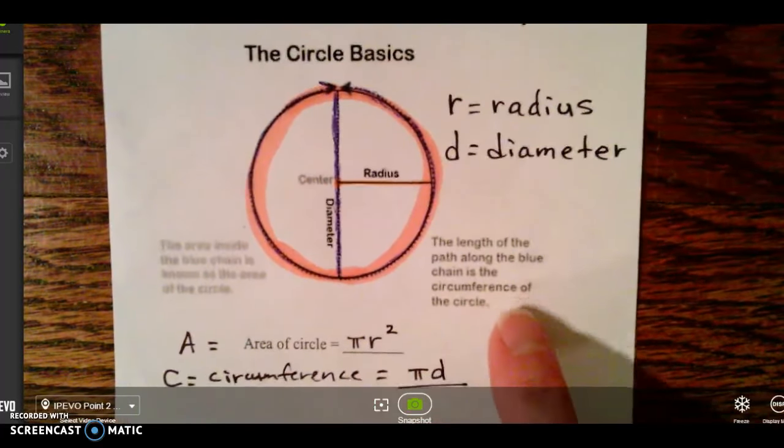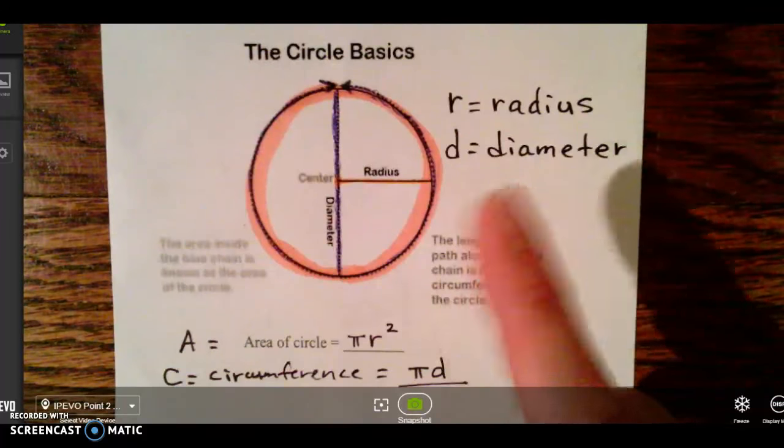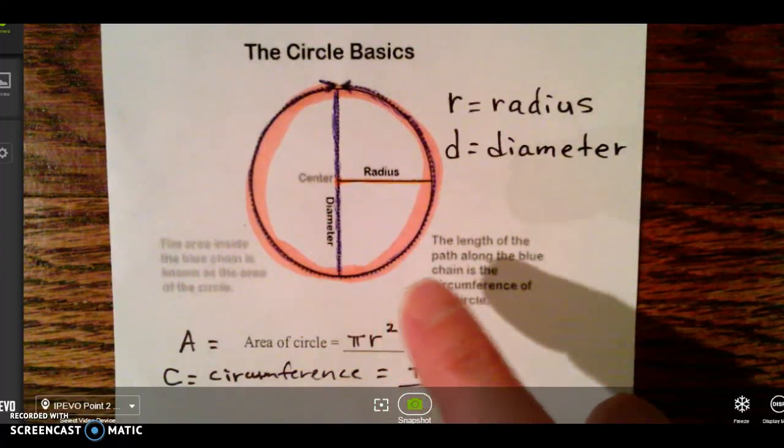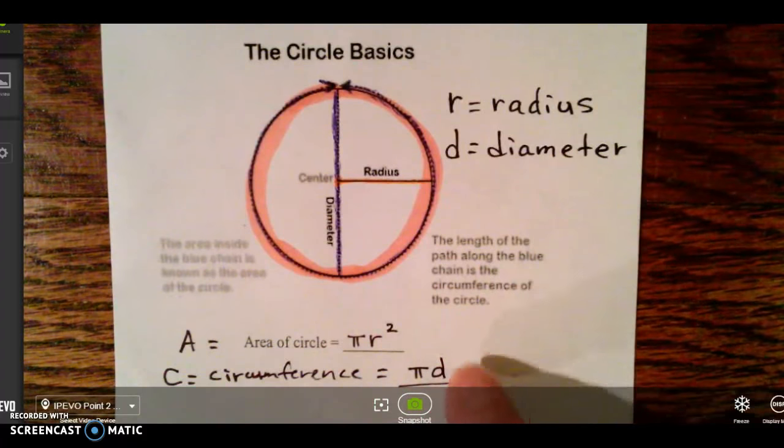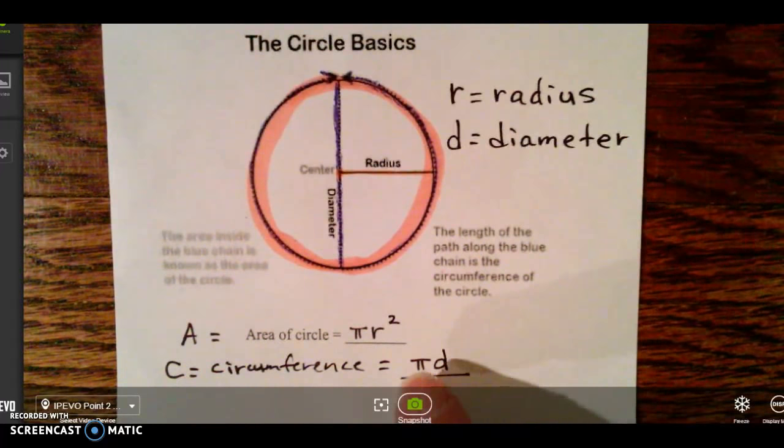The other component of a circle that you need to know is the distance around the outside of the circle. This is called the circumference of the circle, and that's what we're going to practice calculating today. The circumference is when you take pi times the diameter.